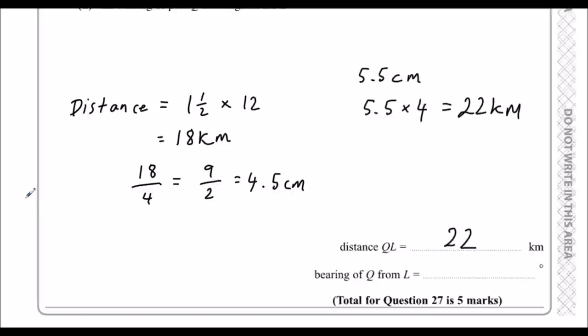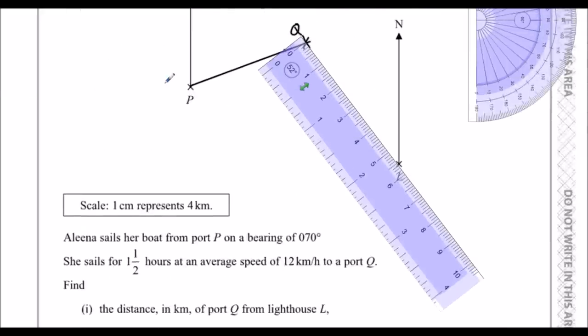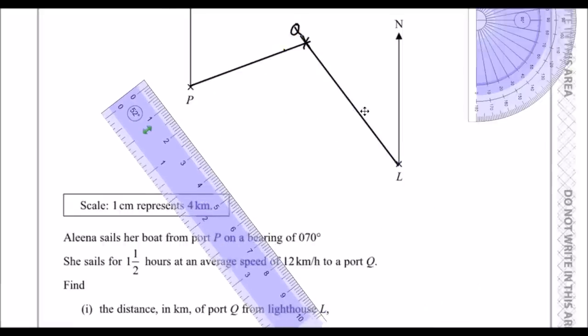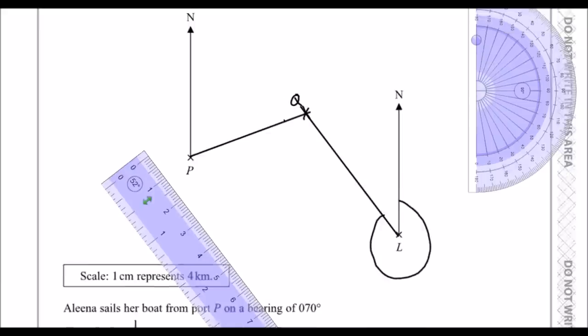The bearing of Q from L. So from L, and a bearing is always measured from the north line going clockwise. So that's the angle we want, that whole angle there. So if I measure this small angle, I then do 360, take away that, that will give me what's left, that'll give me the big angle.